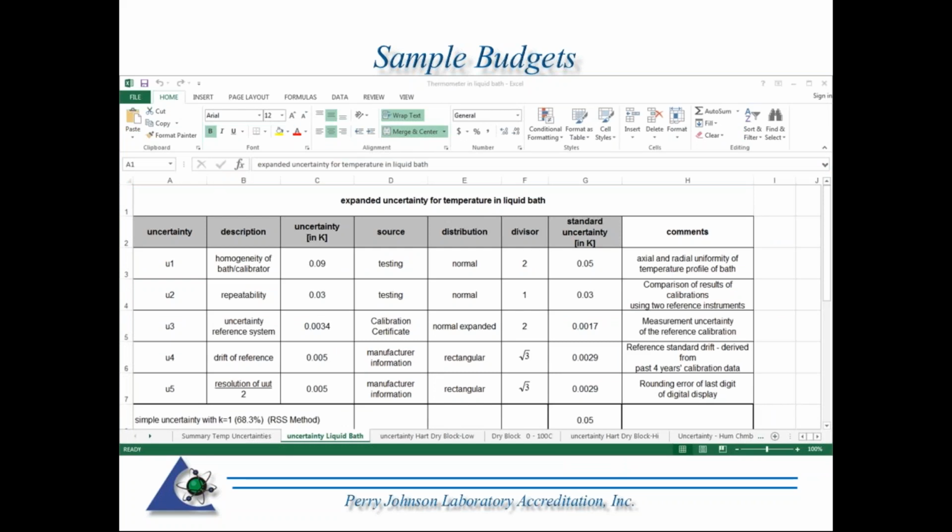Here's a simple sample budget for basically a temperature calibration, i.e., calibrating thermometers in a liquid bath. So, of course, we have the big three here. We have the drift and the reference. One other thing, we have the uniformity or homogeneity of the bath. It might not be completely uniform throughout the entire temperature bath.